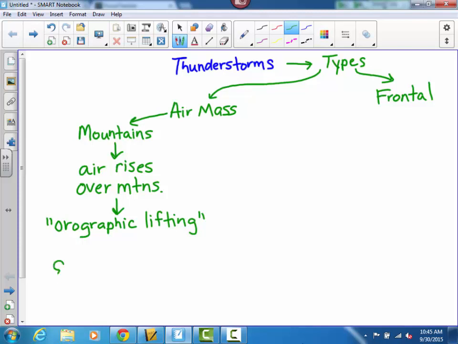occurs when you have an air mass. I'm going to draw a cloud because that's the best way I can think of to draw an air mass. And you have mountains, and that air mass has to rise over the mountains. When air rises, you can get a thunderstorm. So the first kind of thunderstorm comes from an air mass rising over the mountains.